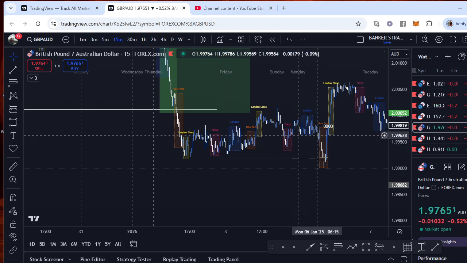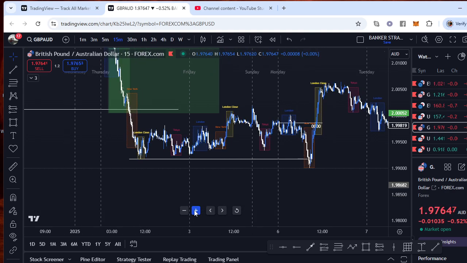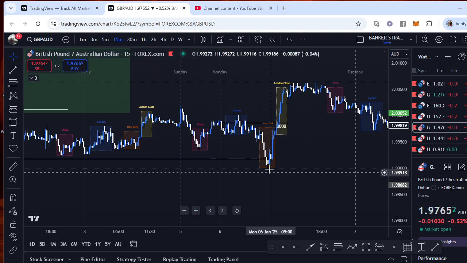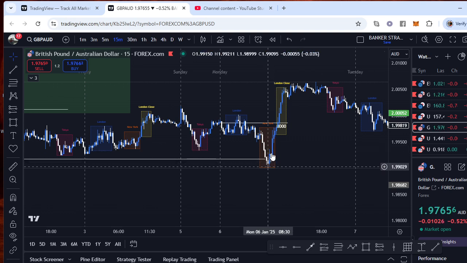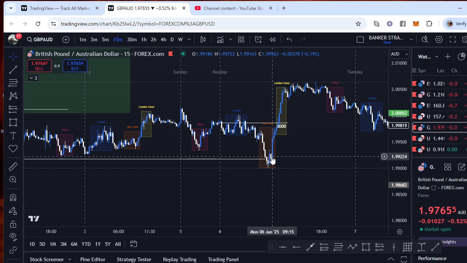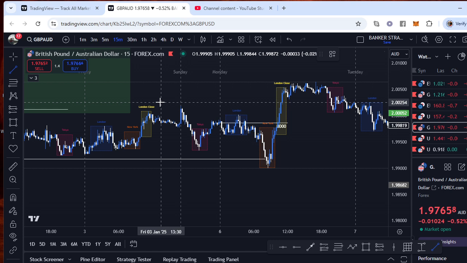And now, since we're below the market open, we want to look for buys. And right here, we had a clean breaker structure. We returned to the order block, which is here, and rallied up to this high, taking the highs.